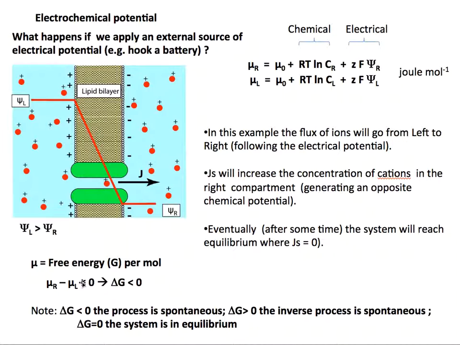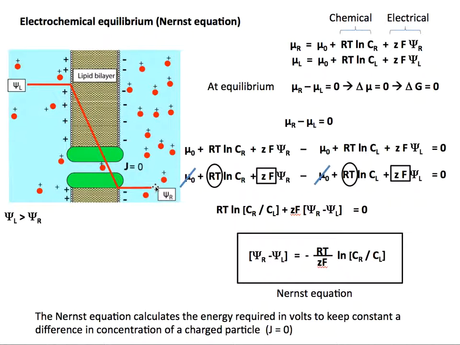So here, if you hook up a battery to this lipid bilayer, then you can force these ions to go through. So this is the important slide: electrochemical equilibrium, Nernst equation, equilibrium potential. They're all the same. They all have the same meaning.